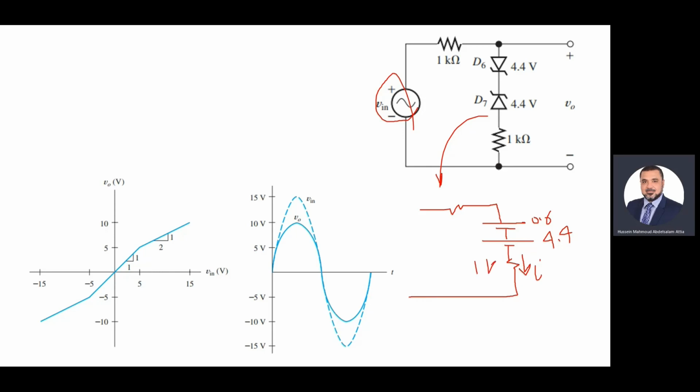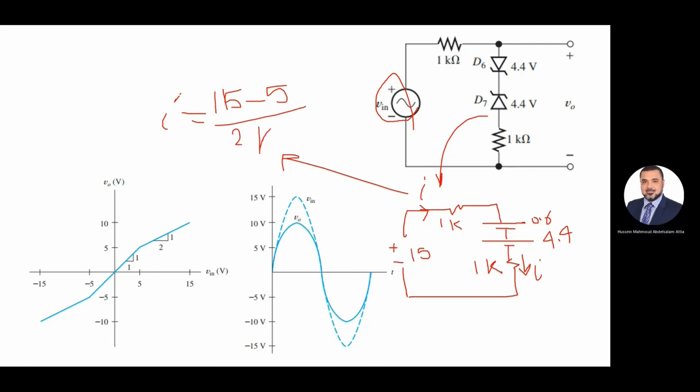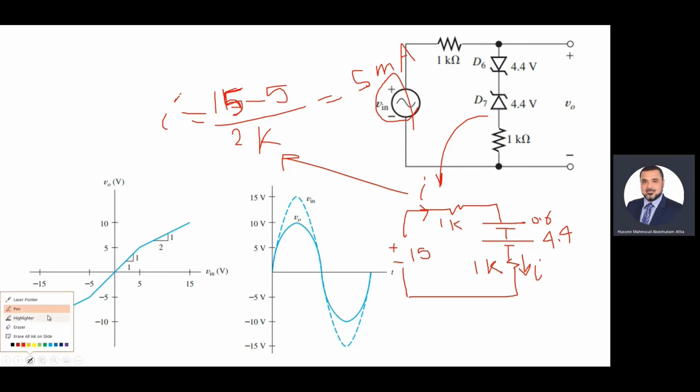So what is the current now? What's the current in the 1K? Assuming the input here, Shabab, is 15, the maximum. What is the current in this circuit? The current is simply 15 minus 5 over 2K. What's this value? 15 minus 5 is 10, over 2K, 5 milliampere. Let me fix this 15.